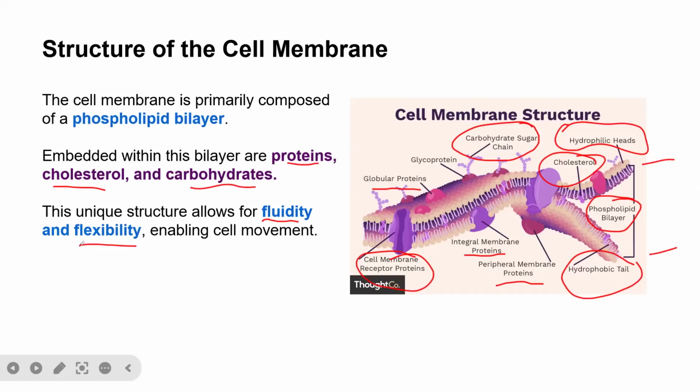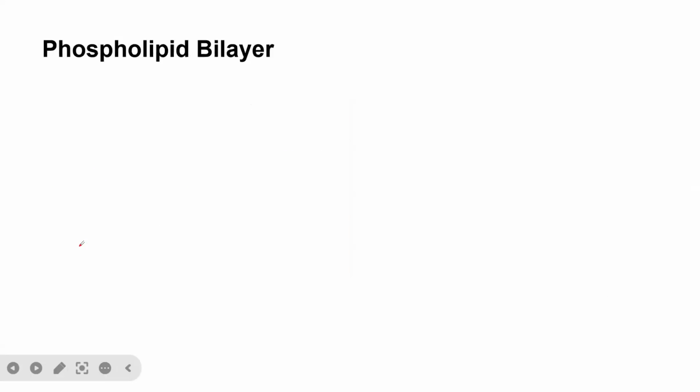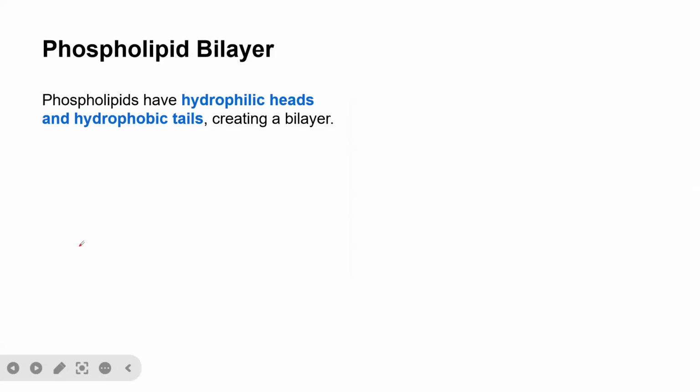It is what actually makes the movement of particles or molecules across the cell, in and out of the cell, possible. That is fluidity and flexibility. More importantly, the phospholipid bilayer, as I said, has both hydrophilic heads and hydrophobic tails. When you say hydrophilic, it is the part of the membrane that can interact with water molecules. So the hydrophilic heads are the part of the cell membrane that interact with water molecules or water soluble molecules.